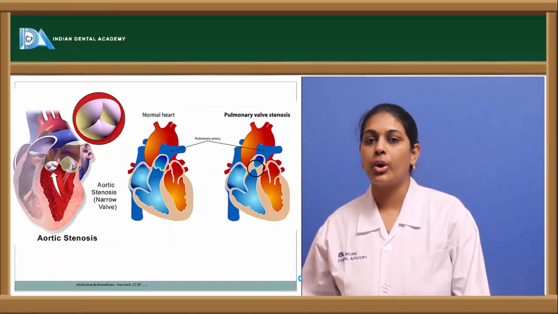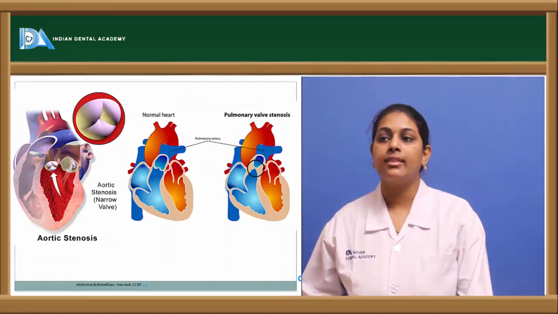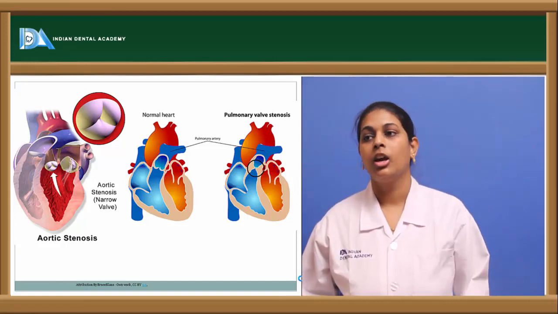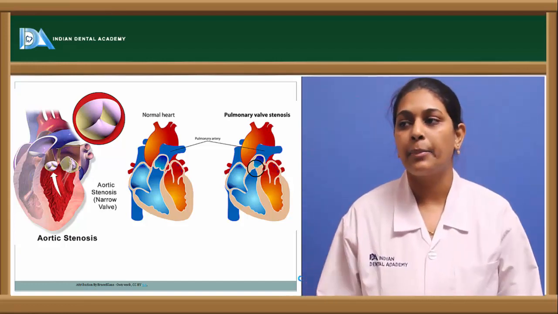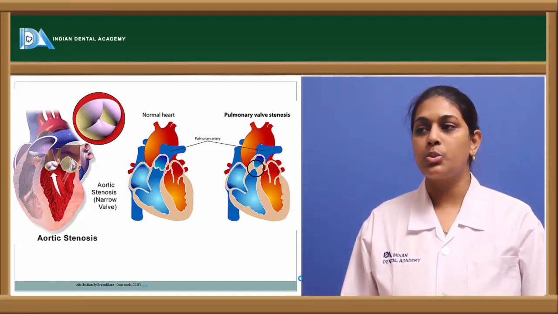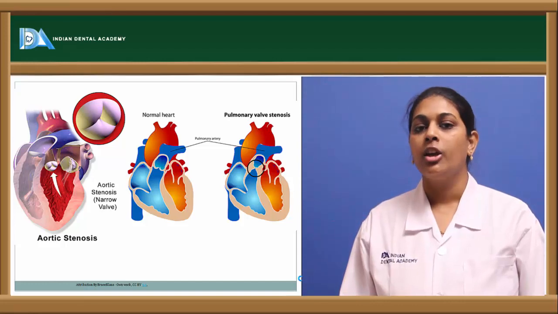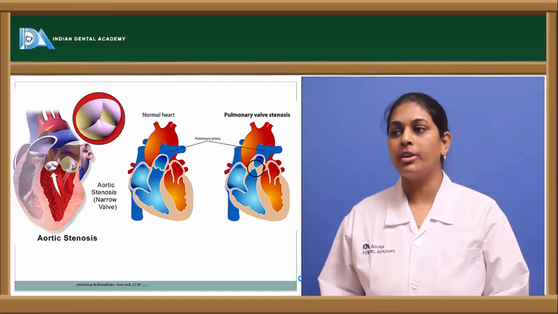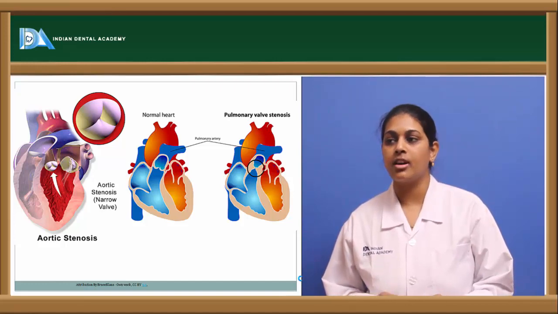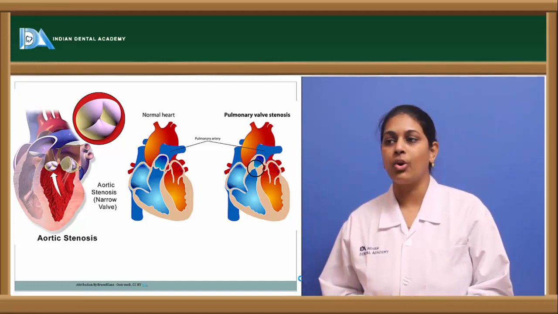So there is a picture showing aortic stenosis, where we see the cusps being malformed and resulting in obstruction in the flow of the blood. Next comes the differentiation between the normal heart and pulmonary valve stenosis, where we see that because of the fusion of the cusps, they form a diaphragm-like structure. This structure causes obstruction of the flow of the blood.